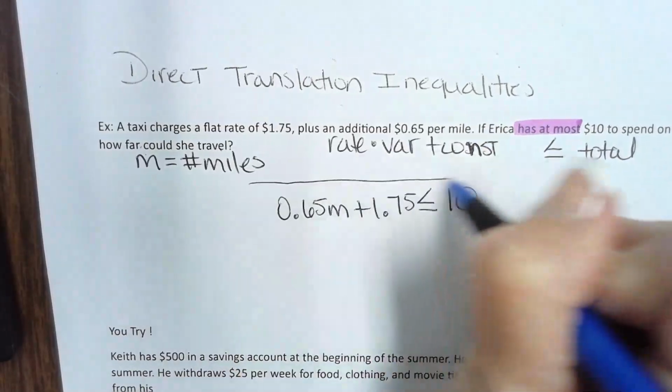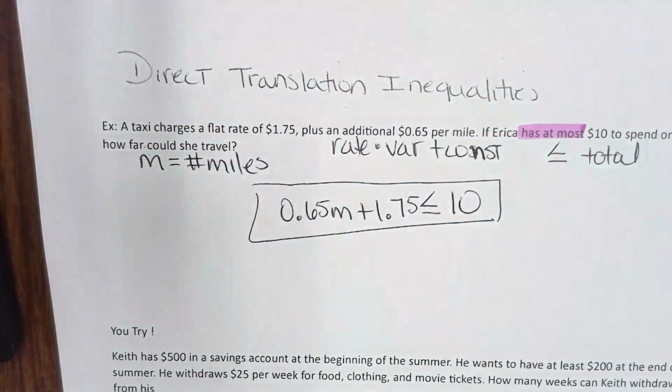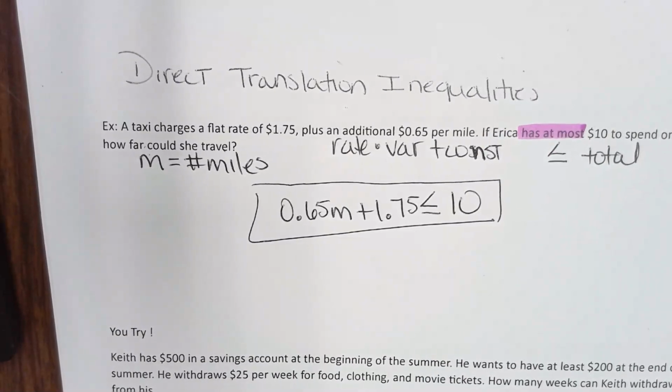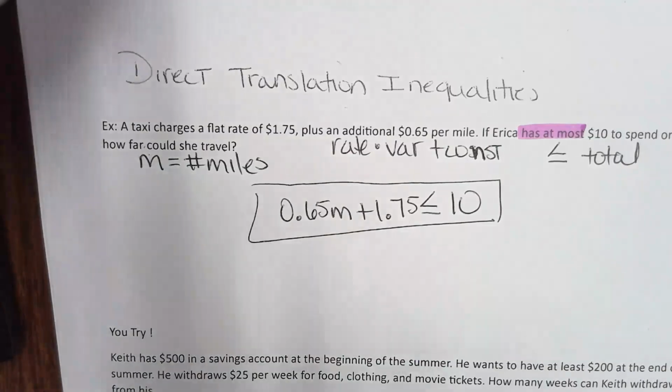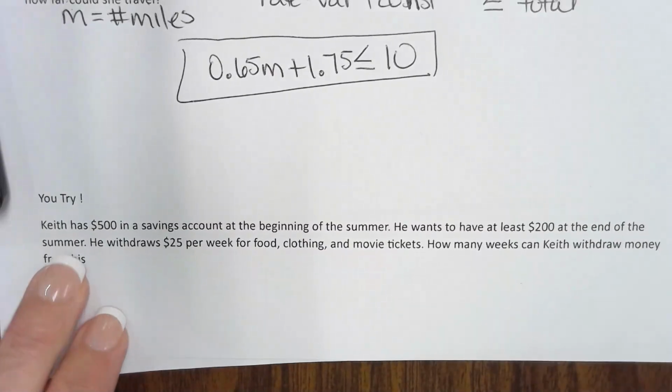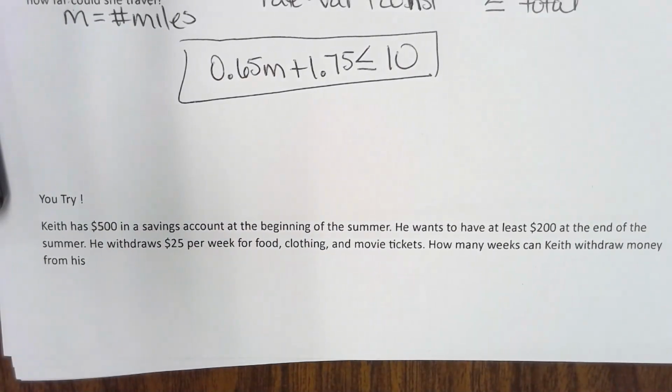There's your inequality. We're not going to solve it. We know how to do that. What would be my first step to solve? It's a 2-step. Subtract 1.75. What would be my second step? Divide by 0.65. Okay? Now, I want you guys to see if y'all can do this one by yourself, hopefully with a pencil.